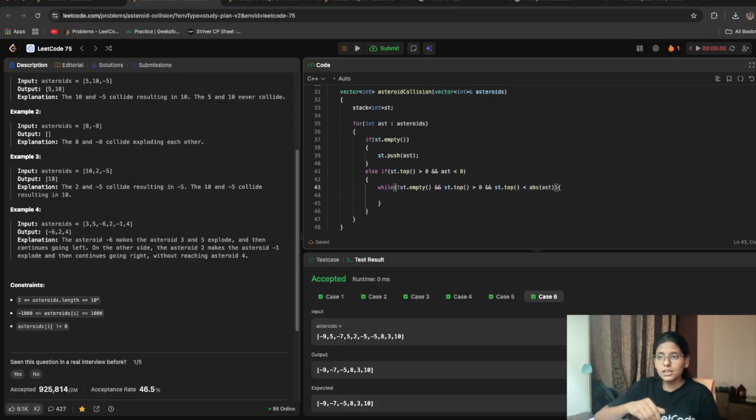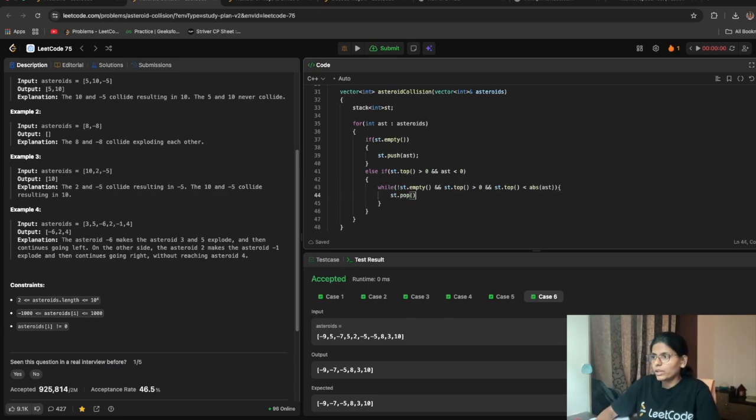Then and only then the topmost, or the recent one, asteroid will be exploded. I just want to make sure whether the recent one is exploding or the current one is exploding. So this condition is for the last one which is exploding, the recent one. St isn't empty, st.top is greater than 0, that is it was going in the right direction, and st.top is less than the absolute value of the coming asteroid. In that case I will do st.pop.